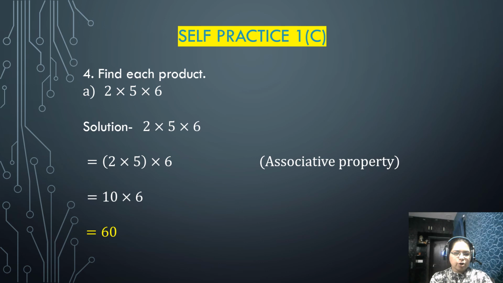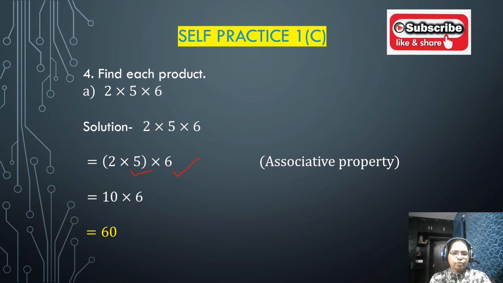Now find each product. First is 2 multiplied by 5 multiplied by 6. Here we multiply 2 with 5, then we multiply the result, the product of 2 multiplied with 5, with 6, and this is the associative property of integers. Then 2 multiplied by 5 is 10, 10 multiplied by 6 is 60. So 2 multiplied with 5 multiplied with 6 we get 60.